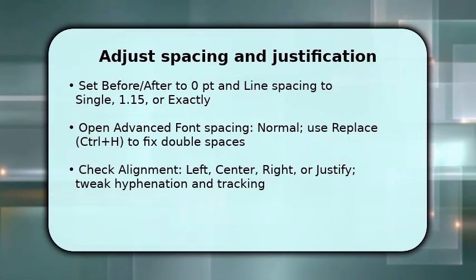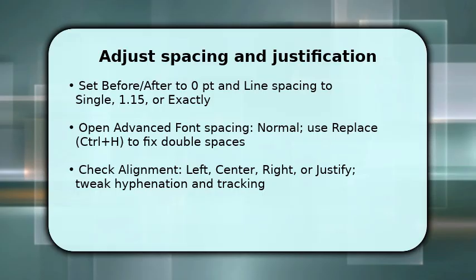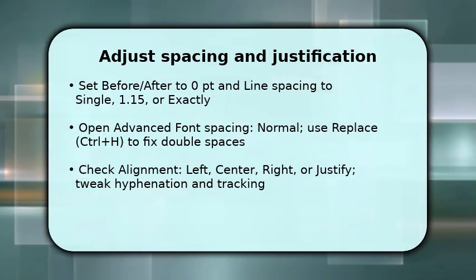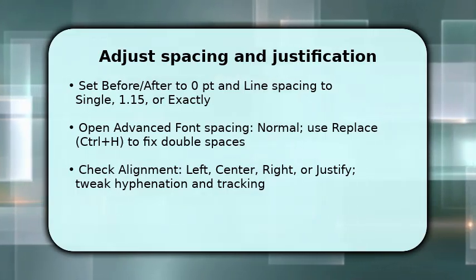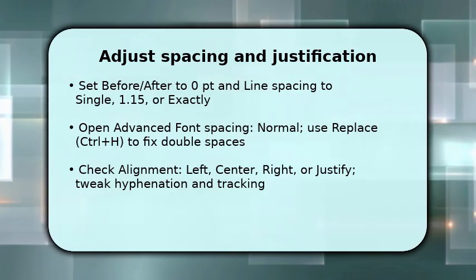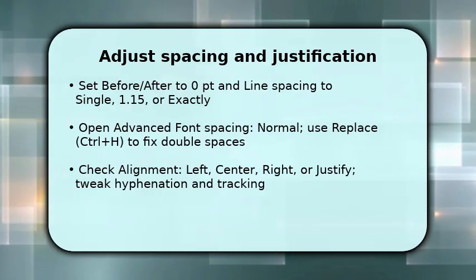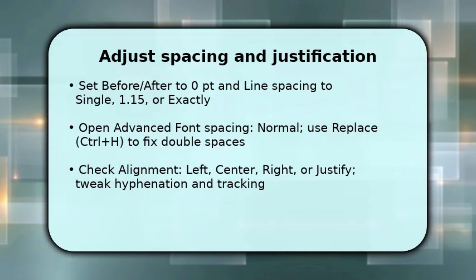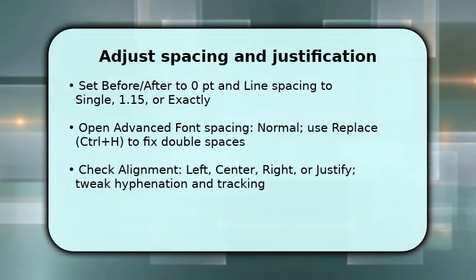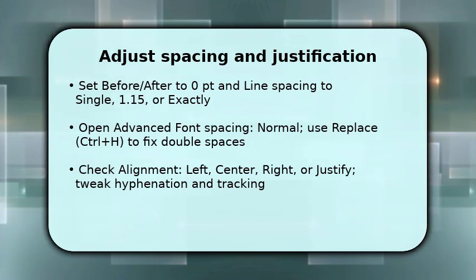Now change the measurable spacing. Set before and after to 0 pt and choose a consistent line spacing such as single or 1.15. If you need exact control, use exactly with a point size. Next, open Font Advanced to ensure character spacing is normal and tracking is 0. Altered tracking can widen words. Use Replace Ctrl+H to swap double spaces for single spaces and to replace tabs with single spaces if needed. Finally, verify alignment and hyphenation so justification doesn't create odd gaps.